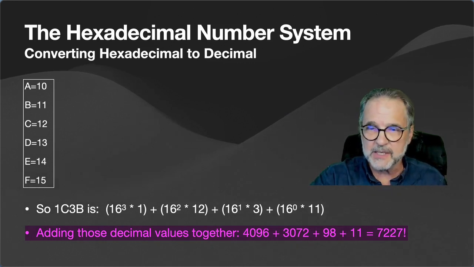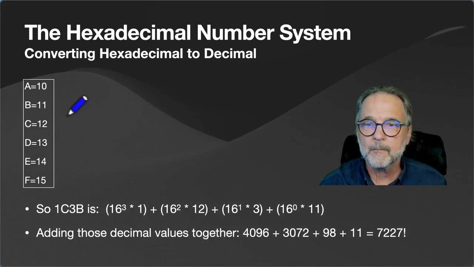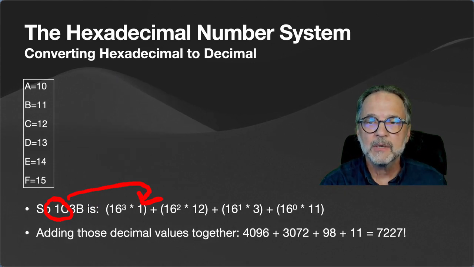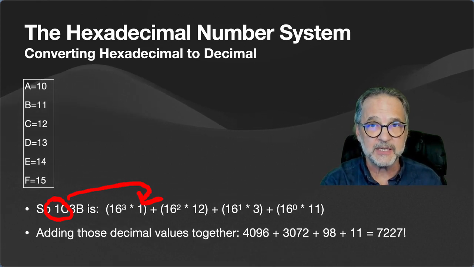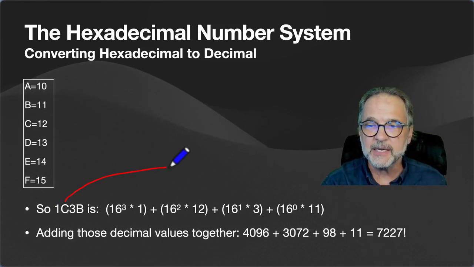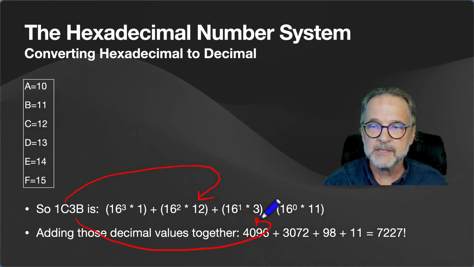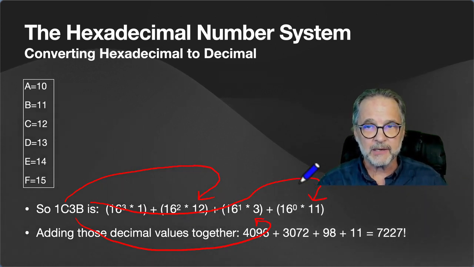Now remember, what we did here was the 1, this 1 right here, that is the 1 right there. We took 1 because the 1 is located in the 4th position, which is 16 to the 3rd. We can do the same thing with all of them. This C is 12. This 3 is that 3. And this B is that 11. So that's where the 1, 12, 3, and 11 came from.